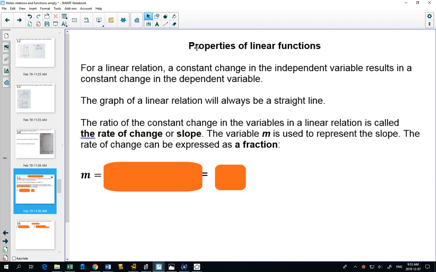We call this ratio, if we look at how much the x has changed and how much the y has changed, we call that the slope of the line.